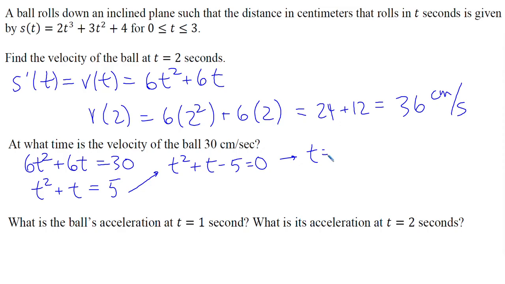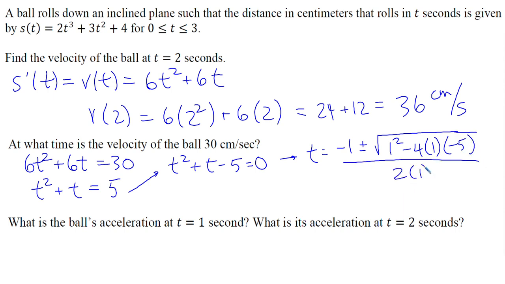t should be equal to, the quadratic formula says the opposite of b, so negative 1, plus or minus the square root of b squared, 1 squared, minus 4 times a, which is 1, times c, which is negative 5, all over 2 times a. And I think we can see that we end up getting t equals negative 1 plus or minus root, well, inside of there we have 1 plus 20, so 21 over 2. There's no simplification there for root 21, right, because the prime factorization of that is 3 times 7.